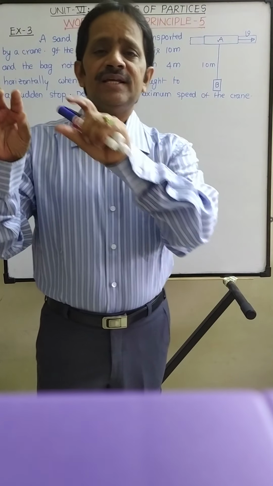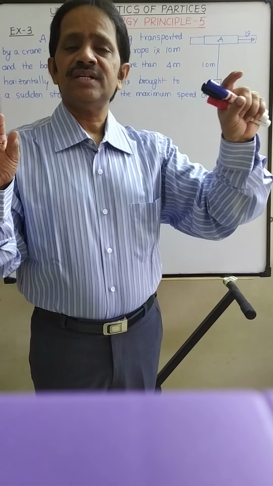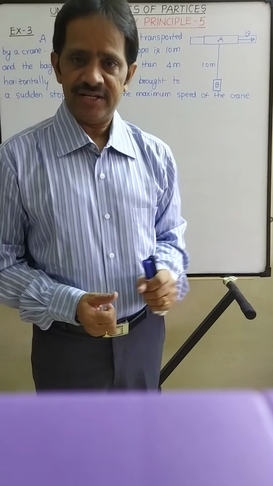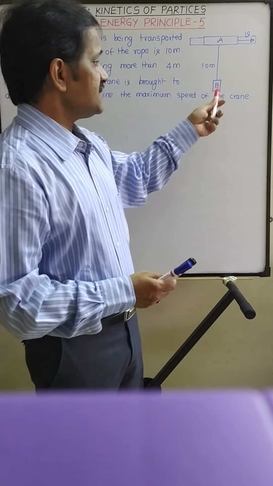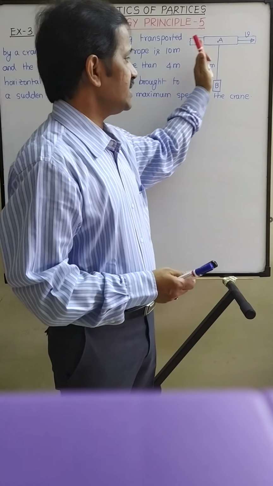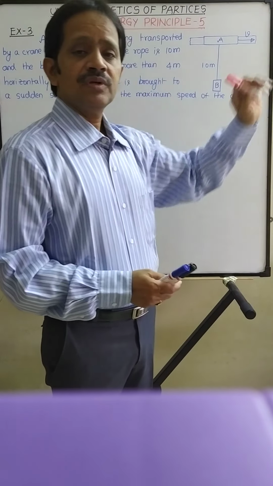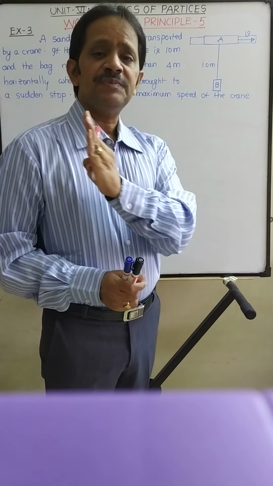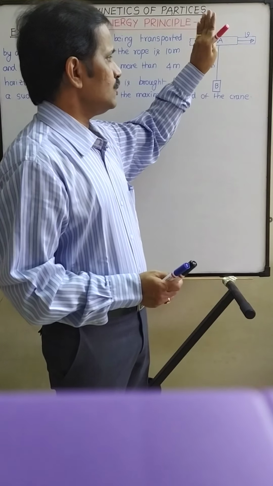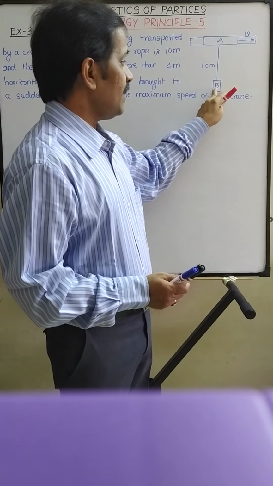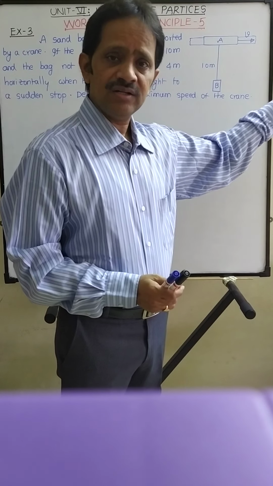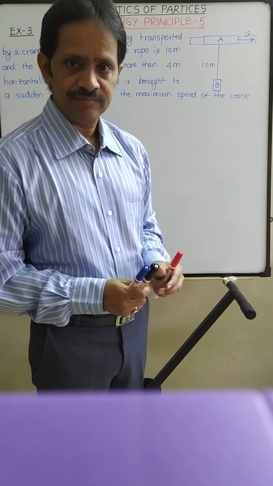So initially the crane is moving towards the right with a certain velocity and the sandbag is also moving along with the crane. So the velocity of the sandbag is the same as that of the crane. So the crane is carrying the sandbag, right? Now we have to maintain the speed of the crane in such a way that when the crane is brought to a sudden stop, the bag should not swing by more than 4 meters horizontally.